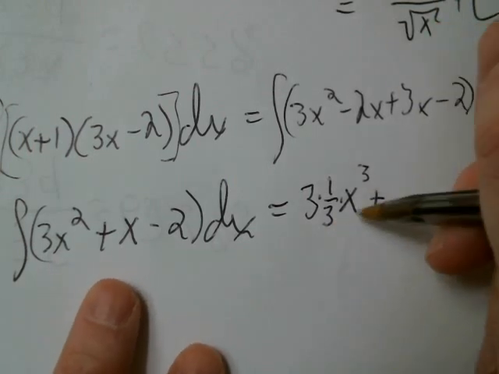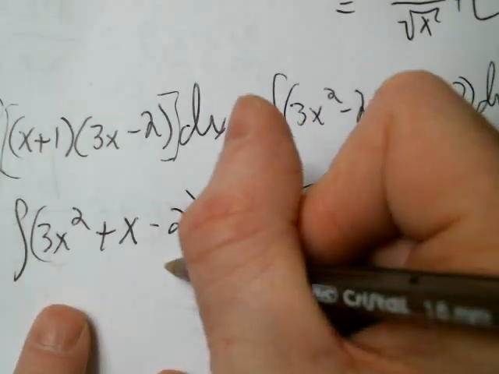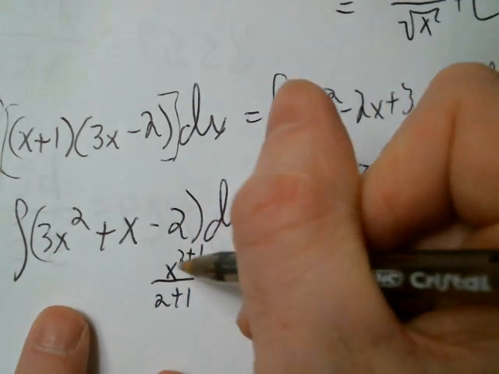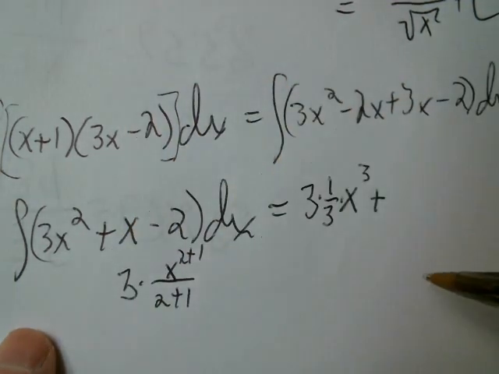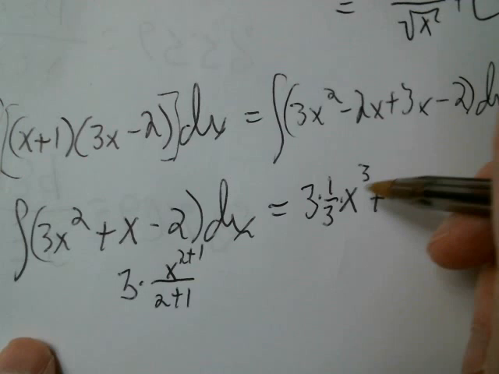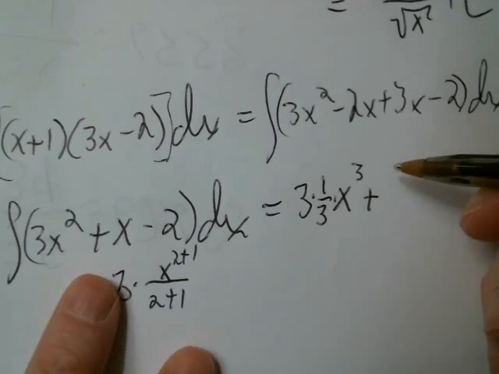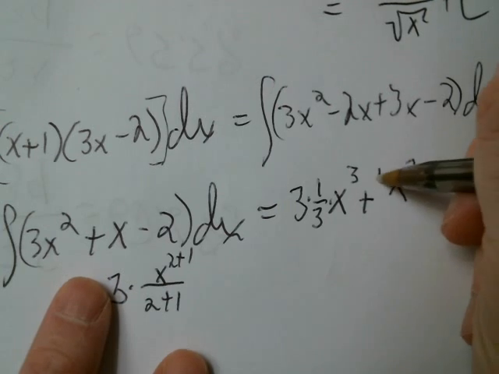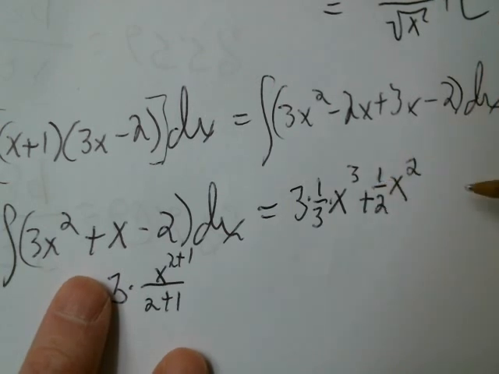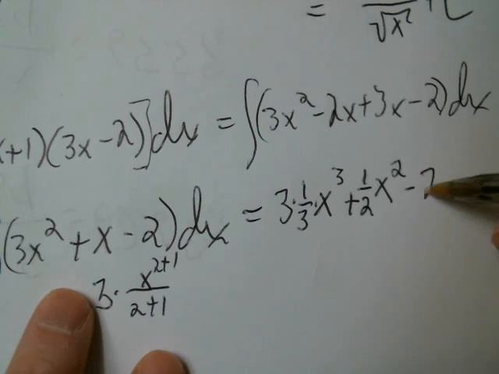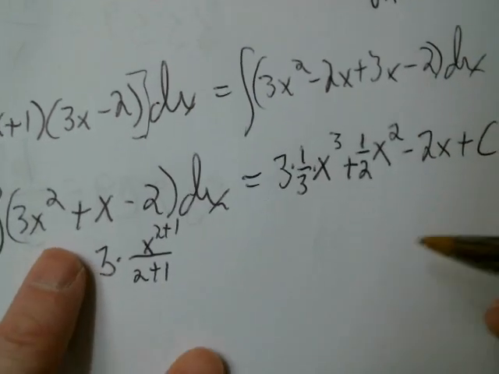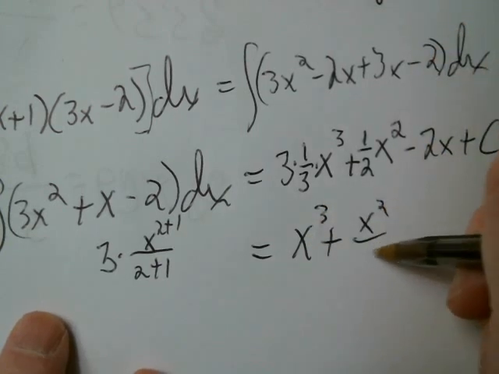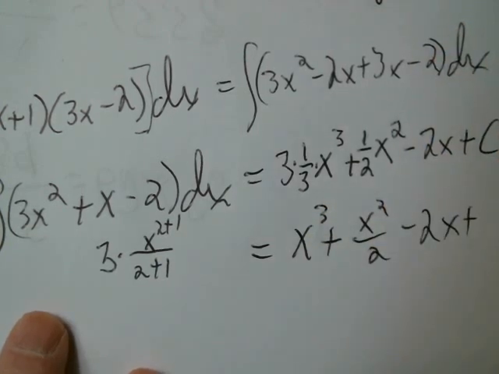You could always write it out literally, x to the 2 plus 1 all over 2 plus 1. I've seen people do that times 3, and then, you know, simplify. But I just like to do it this way. Okay. So plus x, and so you go x squared times 1 over 2, and then minus 2x, and then add in your integration constant. So you'd have x cubed plus x squared over 2 minus 2x plus c.